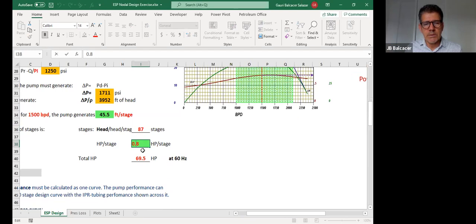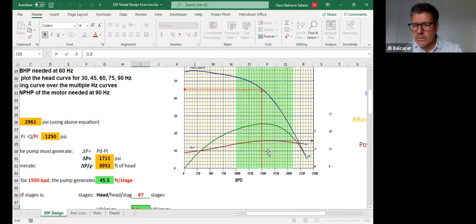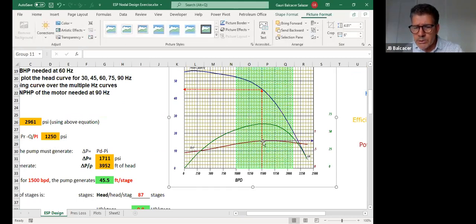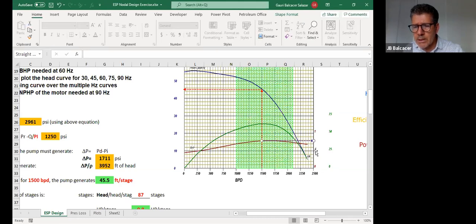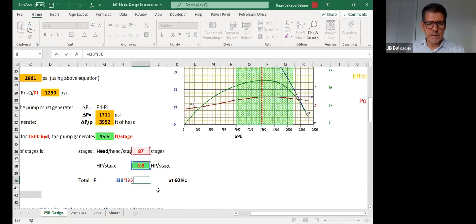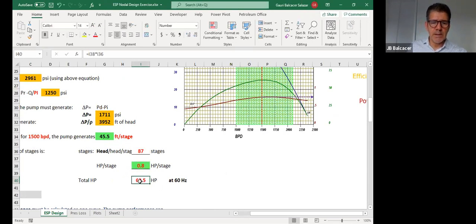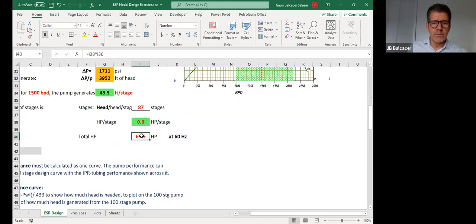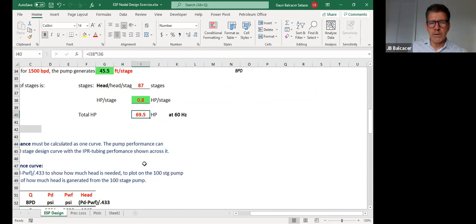Horsepower per stage is in this case right here, which is the power, and we have 0.8, something like that, which is the number we have from here. And so the total horsepower at 60 hertz is basically the multiplication of the horsepower per stage by the number of stages. So we have right here the total horsepower required at 60.